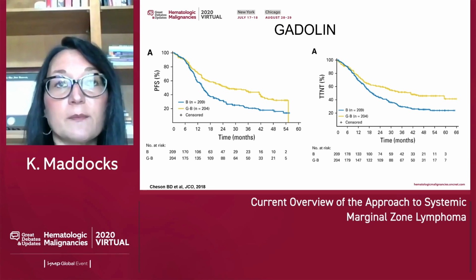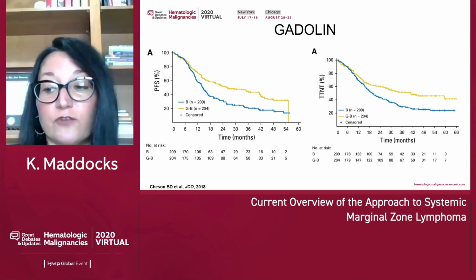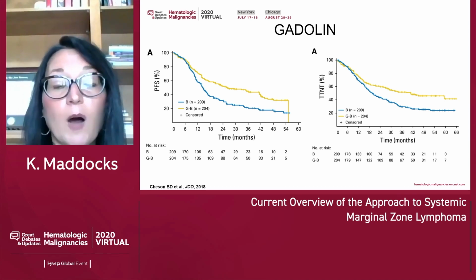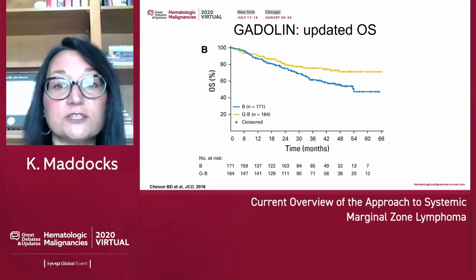So this established bendamustine and obinutuzumab as an option for relapse, especially in those patients who are not treated with obinutuzumab as frontline disease. Again, the population of marginal zone patients in this was low, and so it's hard to statistically say anything about the difference in that subset of the population, but overall a benefit to the bendamustine obinutuzumab. And again, longer follow-up did show not just a progression-free survival benefit, but an overall survival benefit to this regimen.